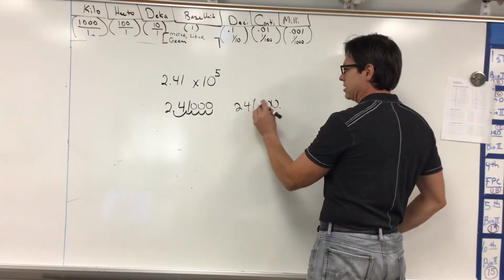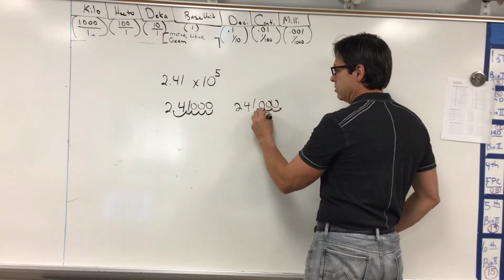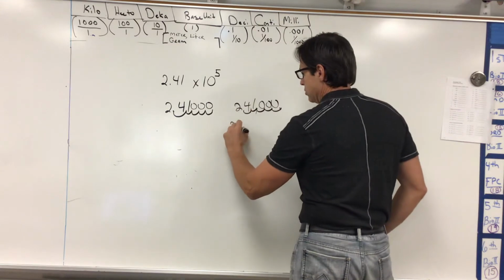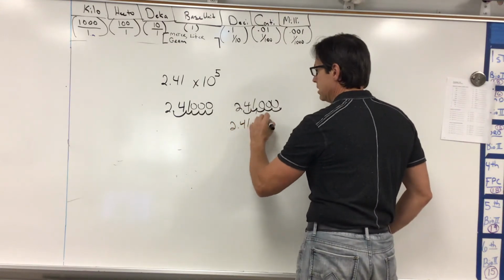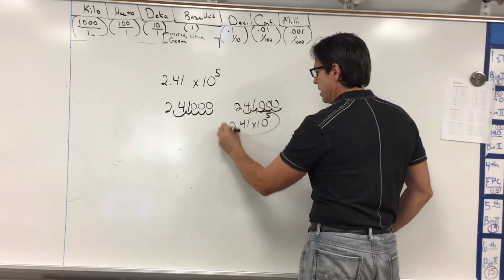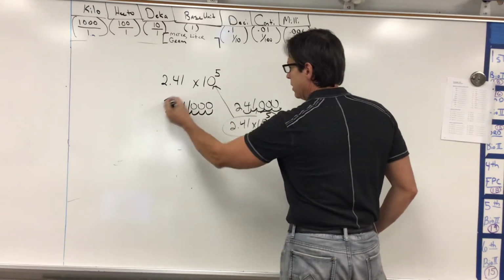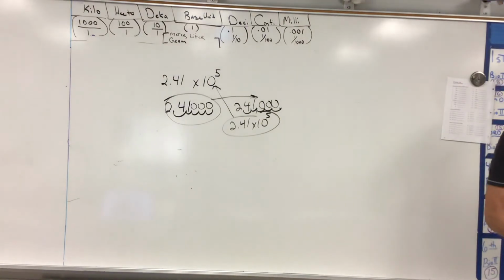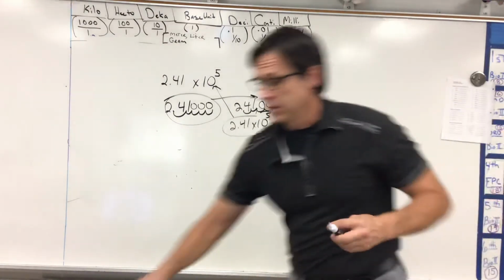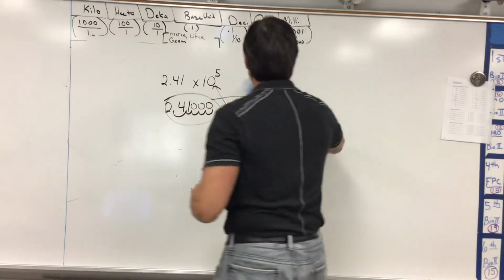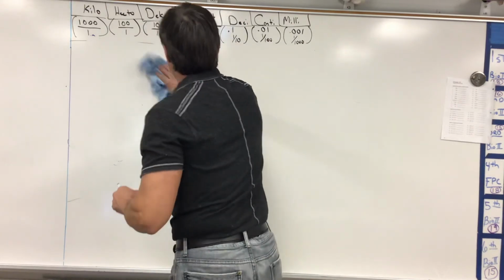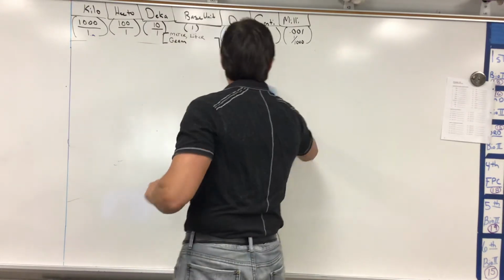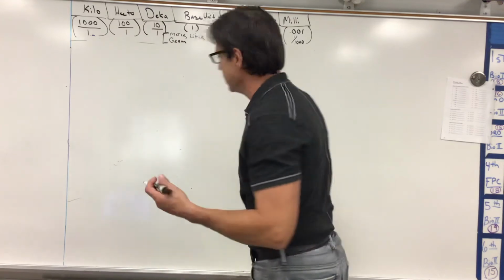If I want to check my answer, I just convert it back. Here's my decimal because I don't want to change the value. 1, 2, 3, 4, 5. 2.41 times 10 to the 5th. Same thing as what I started with. So that's how you can check your answers if you want to. Hopefully that all is coming back to you. It probably already came back to you without me doing this excerpt from the PowerPoint, but I just want to make sure. A couple minutes of it, no big deal.